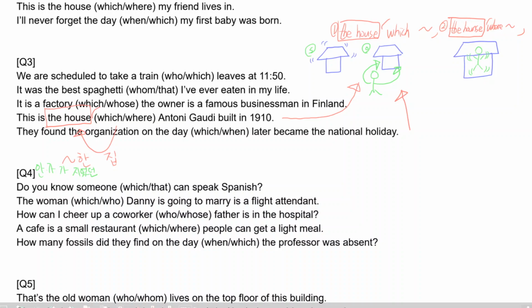Which category do you think this falls in? 안토니 가우디가 지었던 집. What do you think? Right, this one. Right? 안토니오 가우디가 지었던 집. So the house is object. Then you should use which. Right? This is the correct answer. Where is not the correct answer.